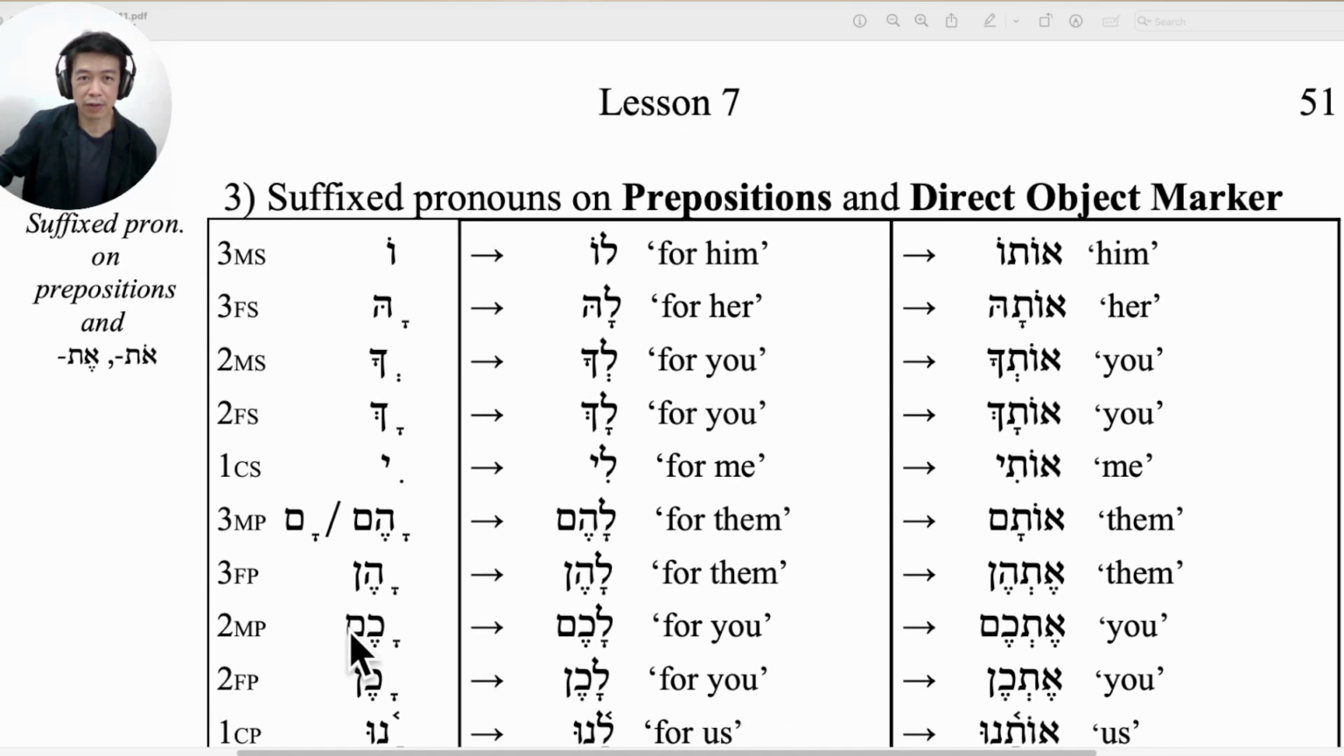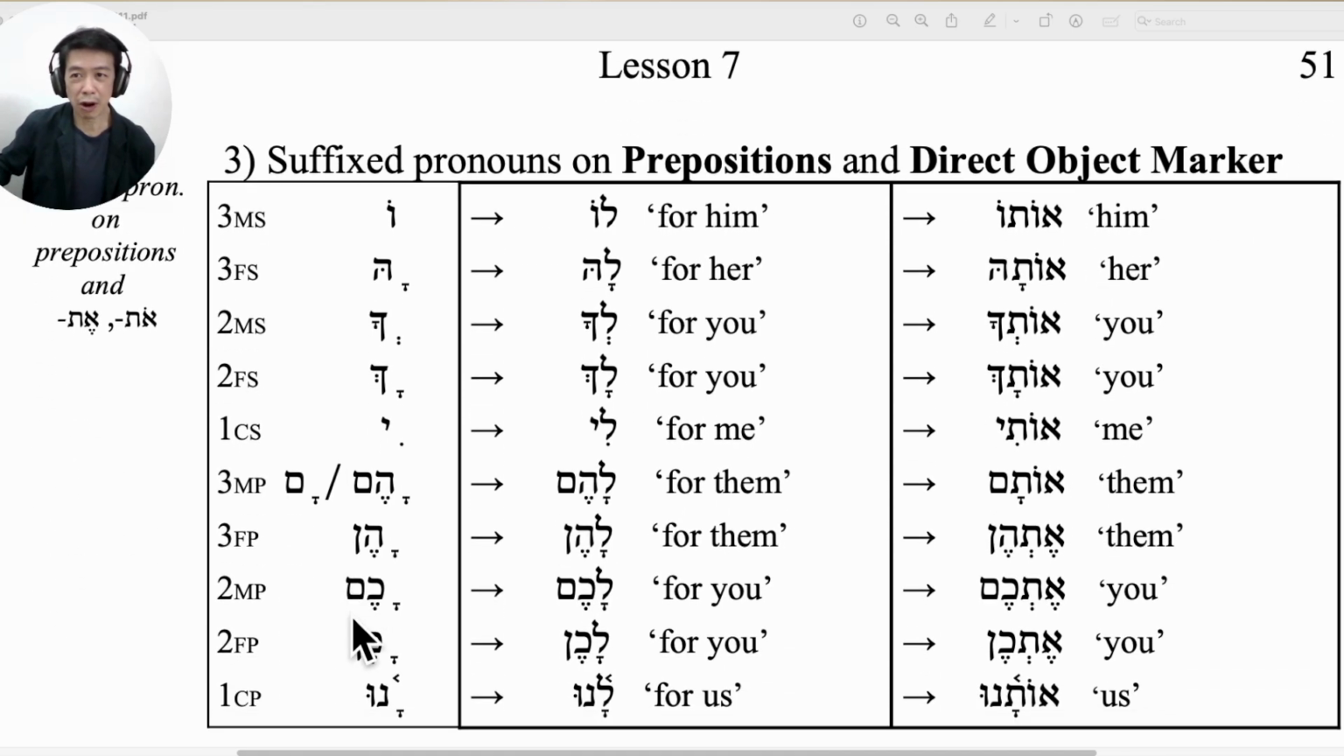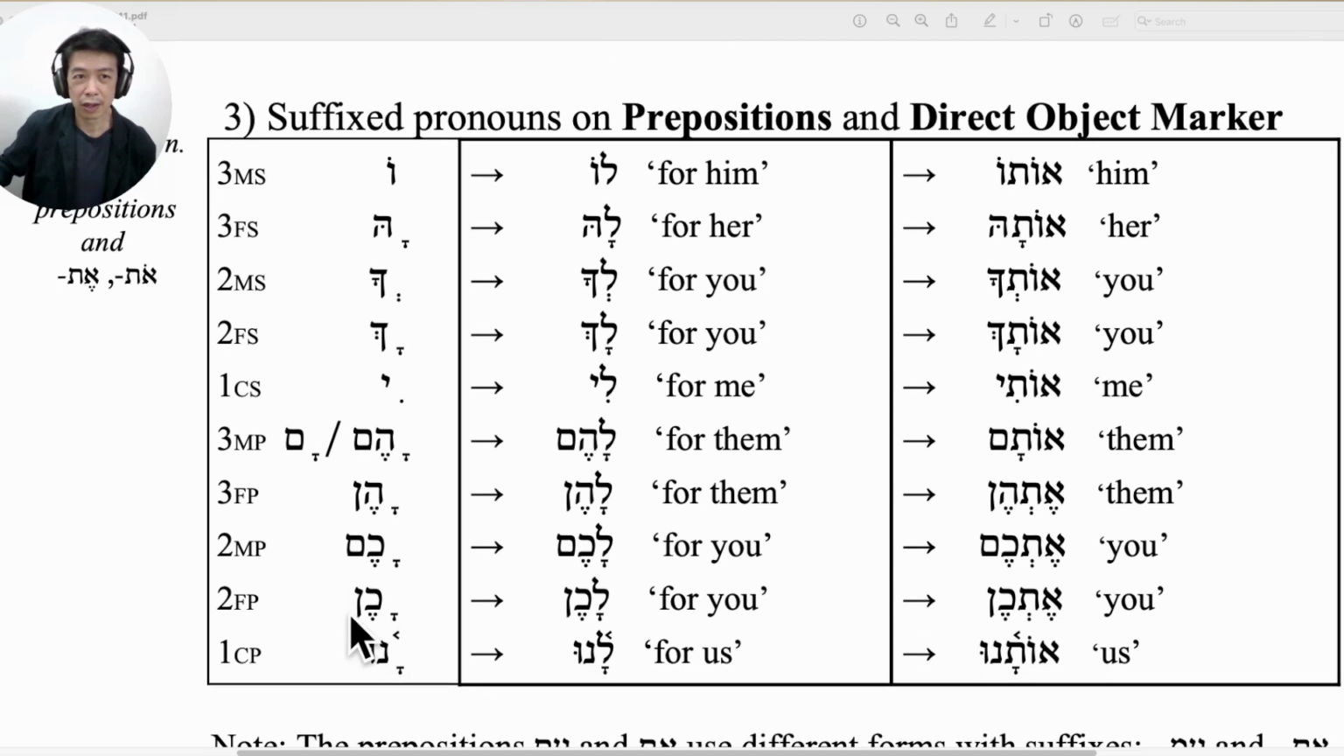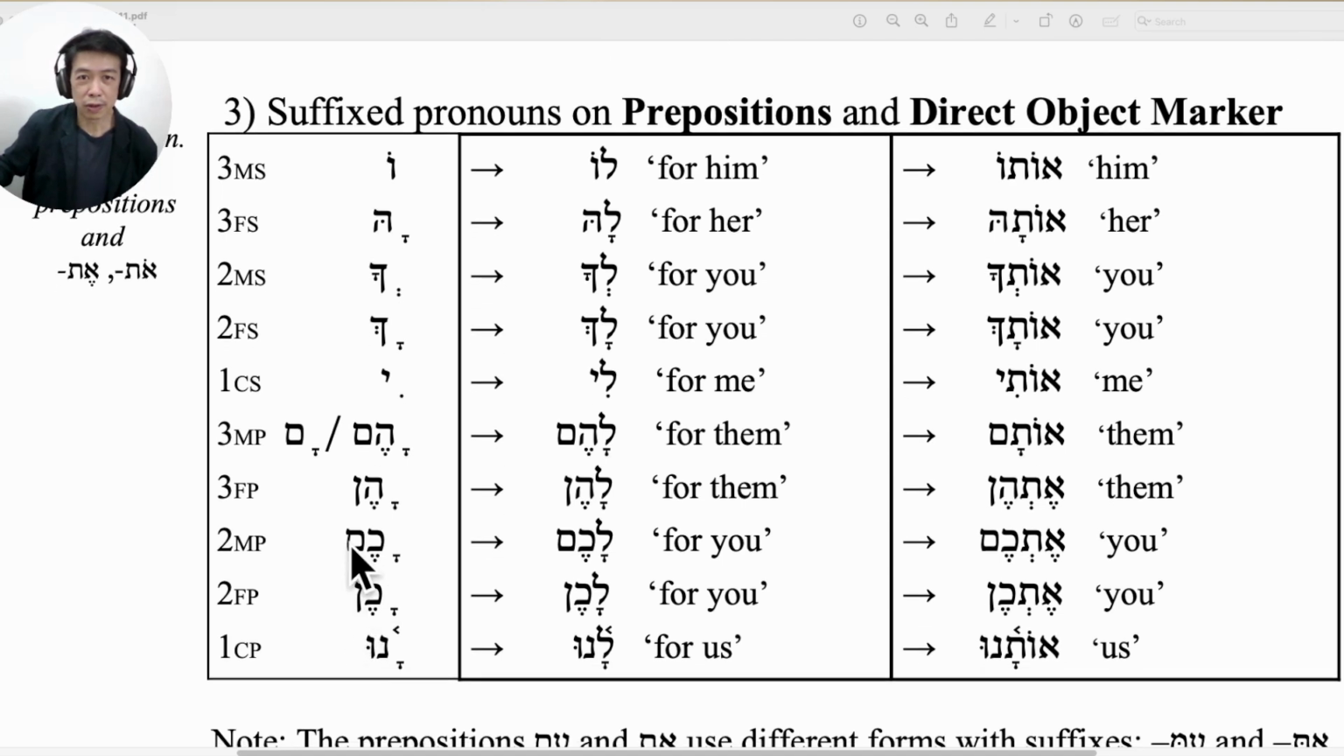Next, let's take a look at suffix pronouns on prepositions and the object marker. In addition to the suffixes of the pronouns, we can also attach prepositions like the lamed, which means for or to, to add to the meaning of a particular word, like so.